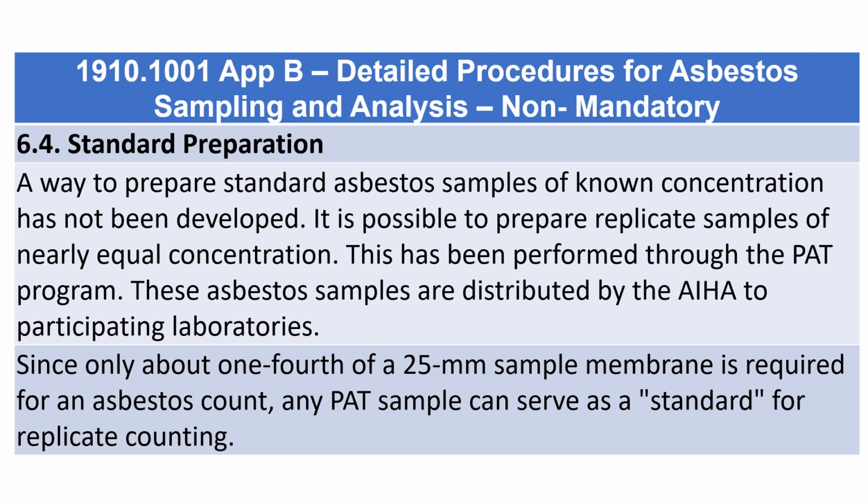6.4. Standard preparation. A way to prepare standard asbestos samples of known concentration has not been developed. It is possible to prepare replicate samples of nearly equal concentration. This has been performed through the PAT program. These asbestos samples are distributed by the AIHA to participating laboratories. Since only about 1/4 of a 25 mm sample membrane is required for an asbestos count, any PAT sample can serve as a standard for replicate counting.